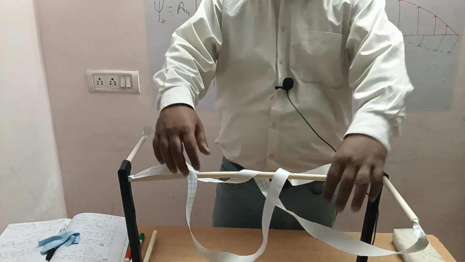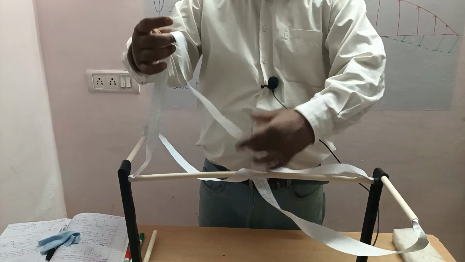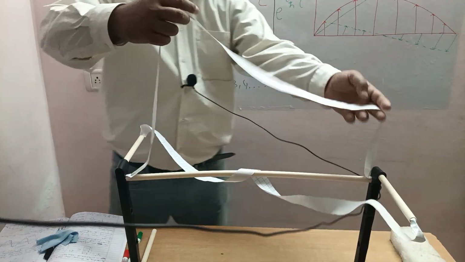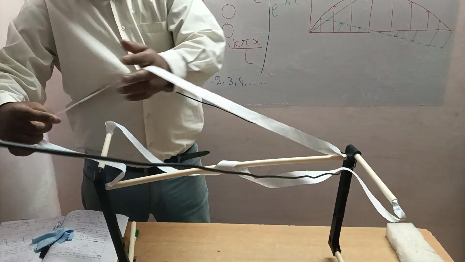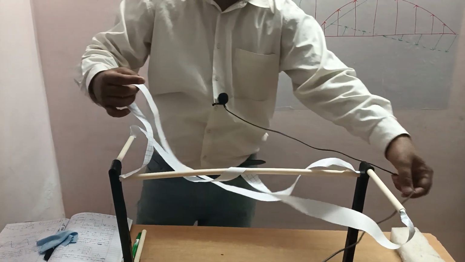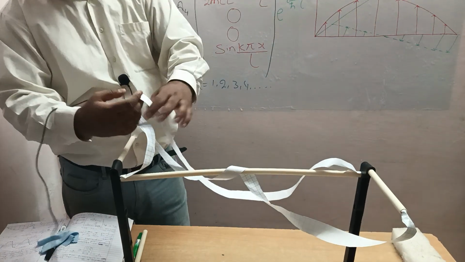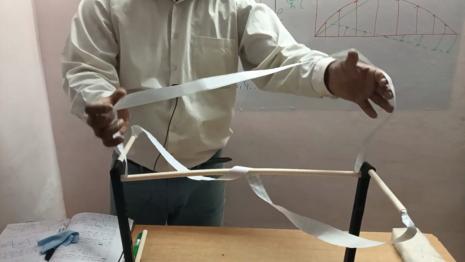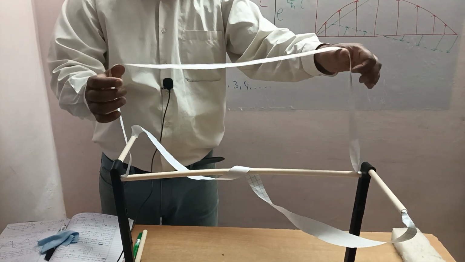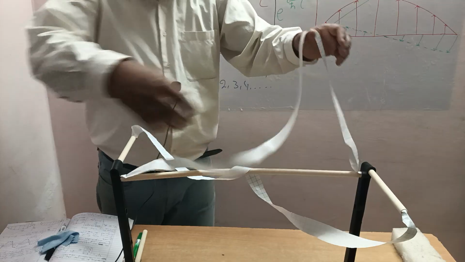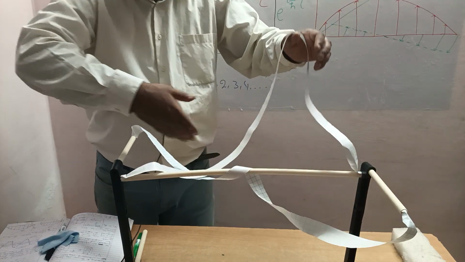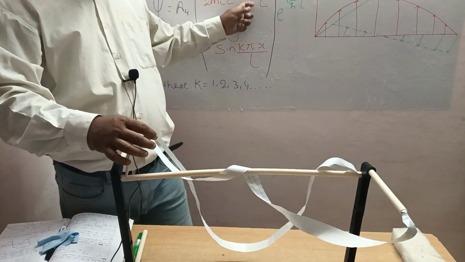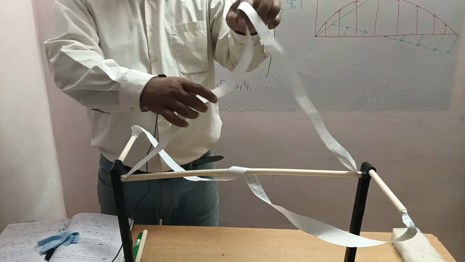Let's see. The bigger component, the red one in the graph, is this component. The red one in this graph is this bigger component. This is a sine k pi x by l function. Understood? Now a different one. The cosine function is like this. Means the other function is like this.